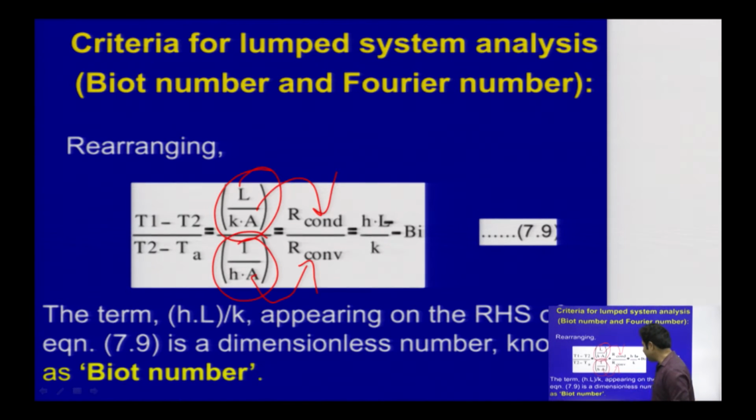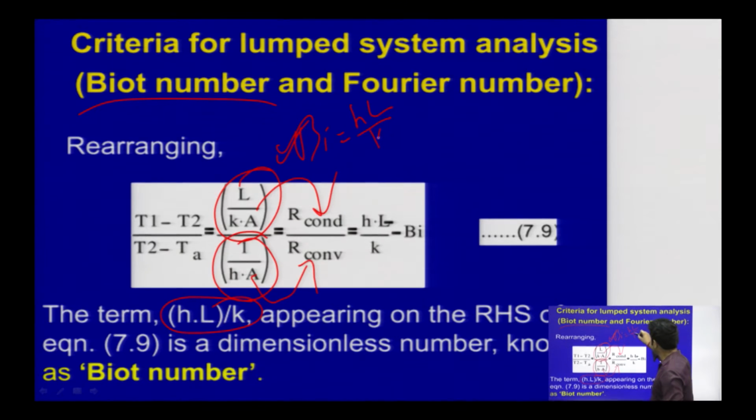So this term hL by k is a very important number. It's a dimensionless number, and this is termed as the Biot number. Okay. This is termed as the Biot number, Bi, and this is the checking criteria, whether you will be applying lumped analysis or whether you will be applying Heisler's chart. So in any numerical, you will first of all check the Biot number.